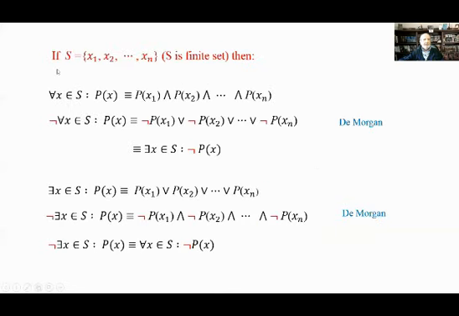Now, if S is a finite set x1, x2, ..., xn, then for any x in S, P(x), is equivalent to P(x1) and P(x2) and ... and P(xn). So this is true if P(x) is true for every value of x. Well, that's an AND situation here. So when you negate this, you are negating an AND, and you use De Morgan's law, and you negate every term, and the AND becomes OR. And this is equivalent to there is an x in S such that not P(x).